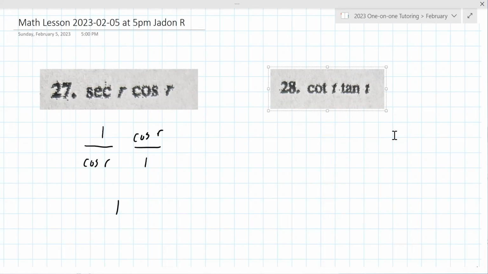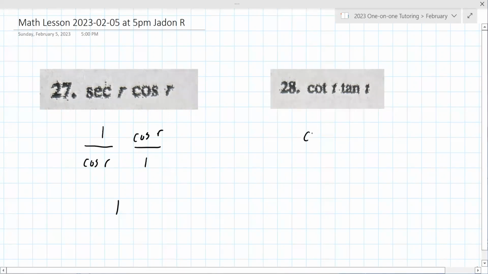Would this also be 1? It is, yeah, because cotangent is cosine t over sine t. Tangent is sine t over cosine t. Lots of cancellations there. Yeah, you get 1.